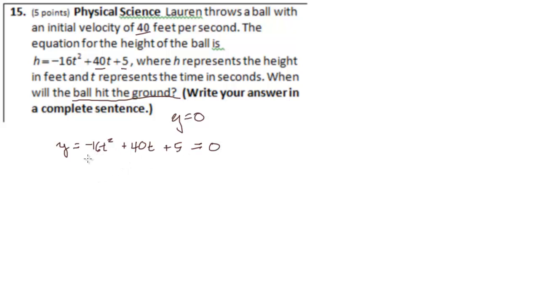To solve that, you can use a number of different methods, but factoring may not be something we want to do. Let's use the quadratic formula. Opposite of b, negative 40, plus or minus square root. Now let's figure out this discriminant. B squared, 40 squared, minus 4 times negative 16 times 5. This would be 1600. Now minus and a minus is plus. 4 times 16 is 64 times 5 is 320.